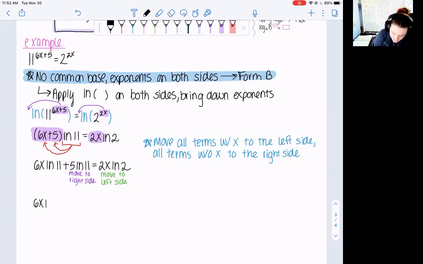So I have 6x ln 11. I'm moving this guy over to the left side, so he'd be subtracted on both sides. He's going to be subtracted, minus 2x ln 2. And then this guy moves to the right side, so I'd be subtracting him on both sides. So I have minus 5 ln 11.